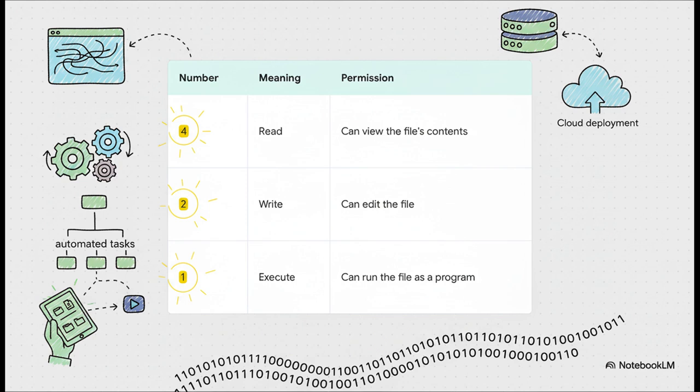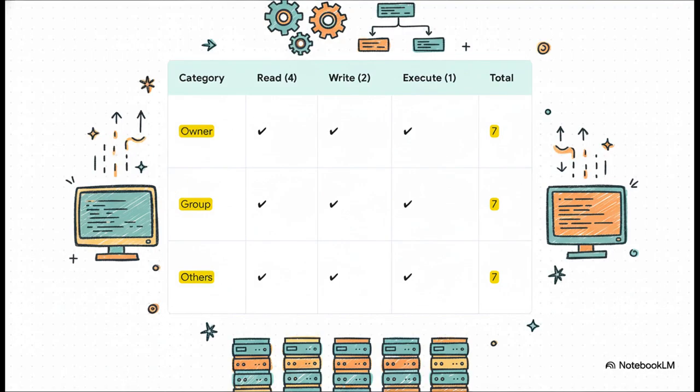Those 3 numbers are our basic building blocks. Okay, so we have those numbers, 4, 2, and 1. And these permissions get assigned to 3 different groups: you, the owner of the file, your group, which is like a team, and then pretty much everyone else. To set the permissions, you just add the numbers together. So if you want someone to be able to read, write, and execute a file, you just add them up. 4 plus 2 plus 1 equals 7. A 7 means you have full access, the whole shebang.